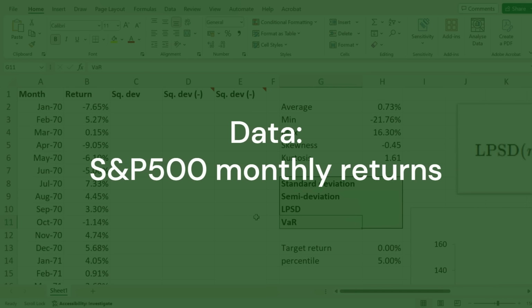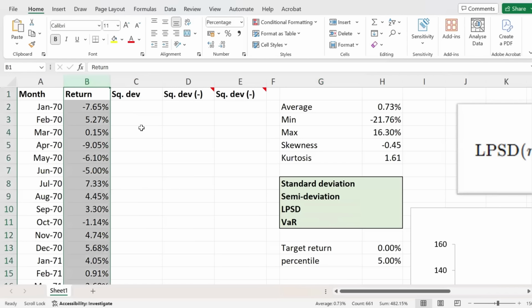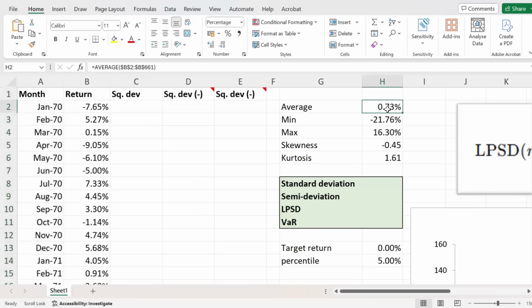Okay, let's get started. Let me first give you some description on the data that we have. Basically, we have monthly returns of the S&P 500 index. So I have here already some descriptive statistics about these returns. The average monthly return over this period was 0.73%. The lowest return was almost minus 22%. And for those who are curious, this was the October 1987 crash. And the largest monthly return was 16.30%.